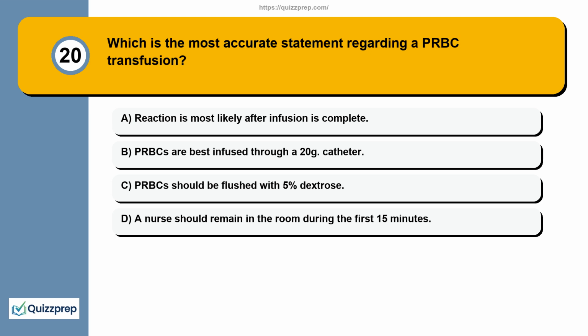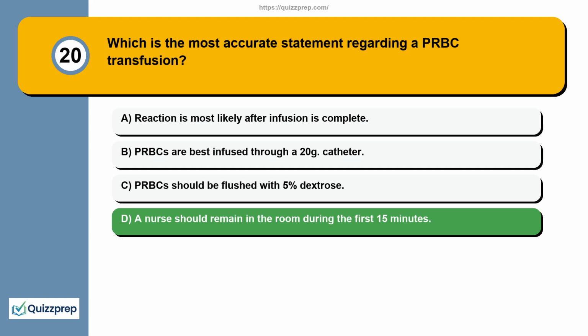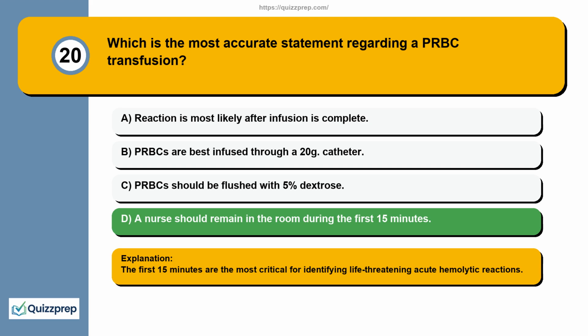Question 20. Which is the most accurate statement regarding a PRBC transfusion? Reaction is most likely after infusion is complete. PRBCs are best infused through a 20G catheter. PRBCs should be flushed with 5% dextrose. A nurse should remain in the room during the first 15 minutes. The first 15 minutes are the most critical for identifying life-threatening acute hemolytic reactions.